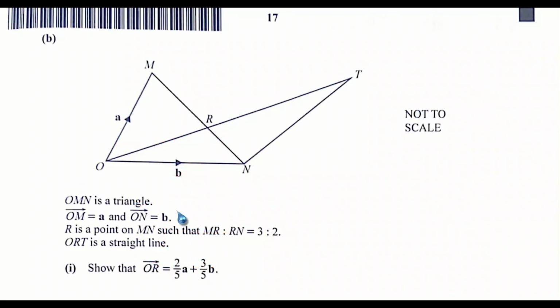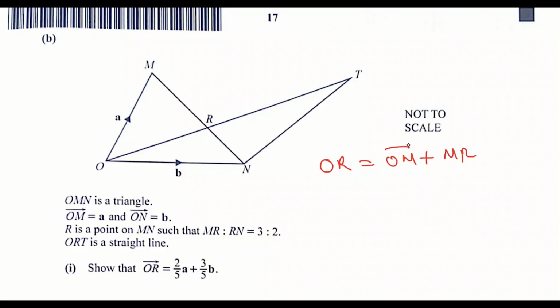Question 10b. OMN is a triangle. OM equals a and ON equals b. R is a point on MN such that MR to RN equals 3:2. ORT is a straight line. Show that OR equals 2/5 a plus 3/5 b. Okay, so we know that from the triangle, OR equals ON plus NR.